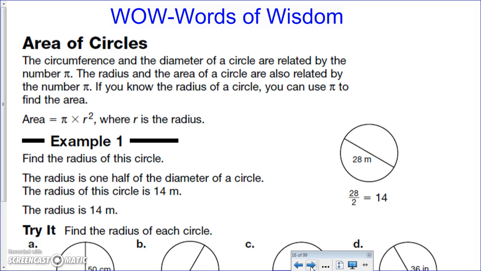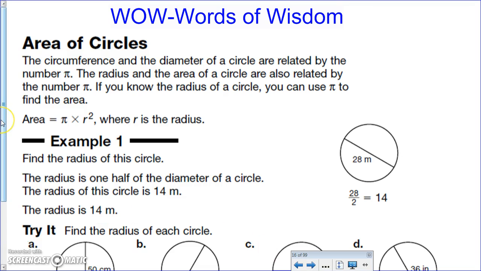Area of circles. The circumference and the diameter of a circle are related by the number pi. The radius and the area of a circle are also related by the number pi. If you know the radius of a circle, you can use pi to find the area. Area equals pi times r squared, where r is the radius.